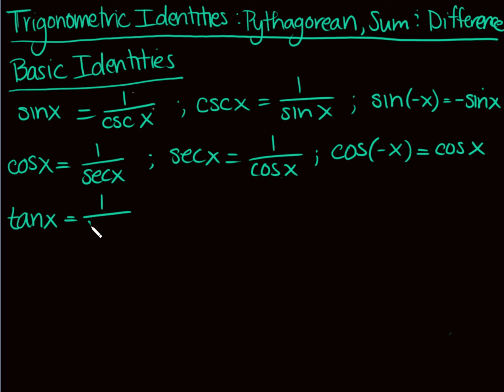But tangent, of course, if we look at the reciprocal function, is the same as 1 over cotangent. And likewise, cotangent of x is the same as 1 over tangent. And in terms of even or odd functions, actually tangent is odd.